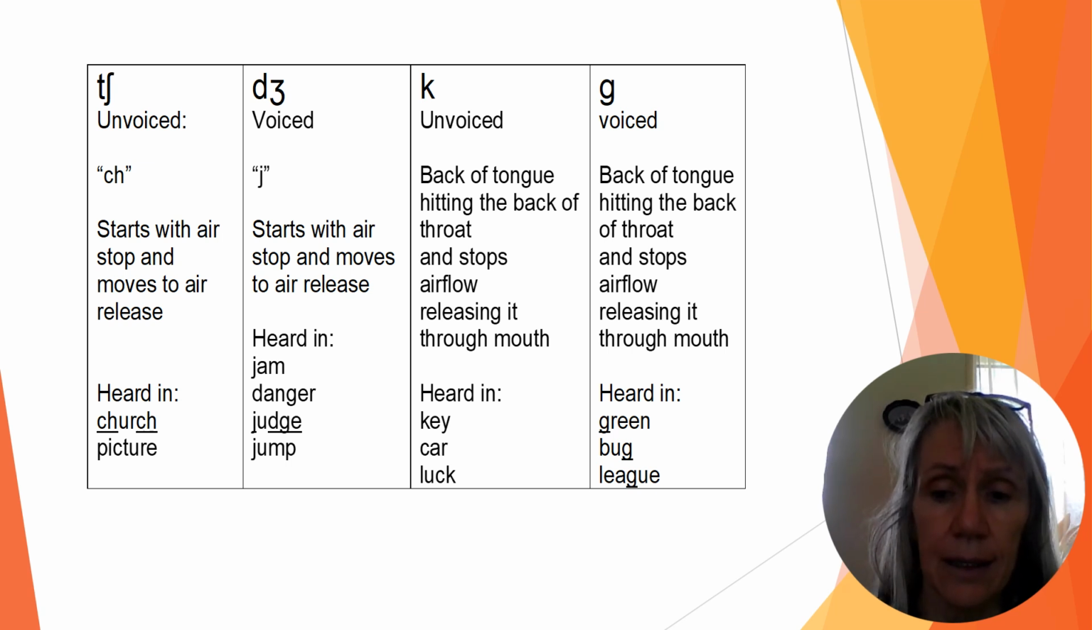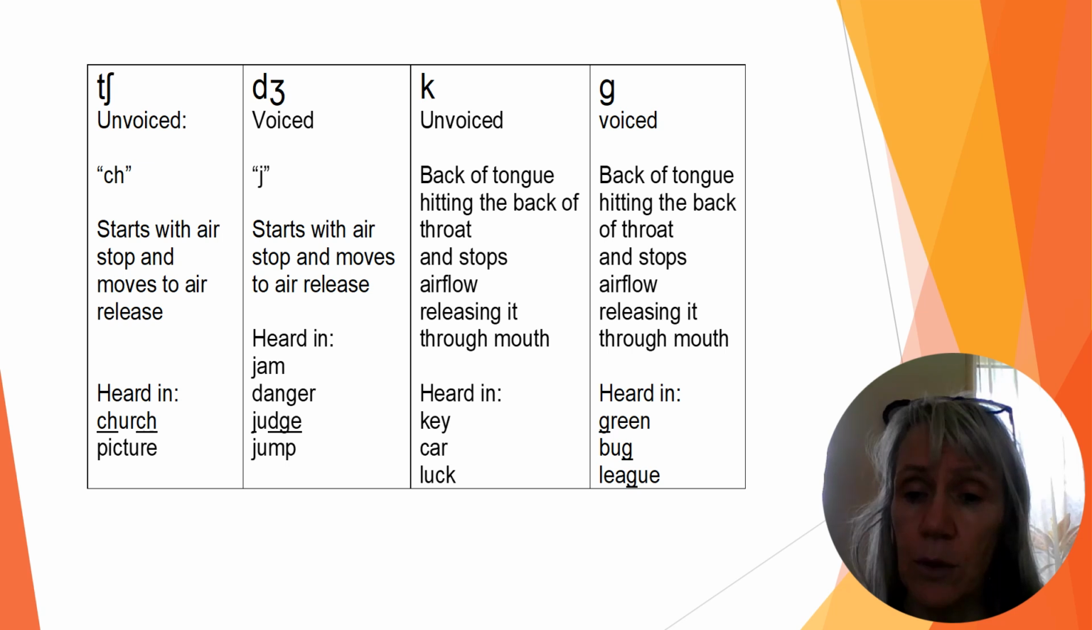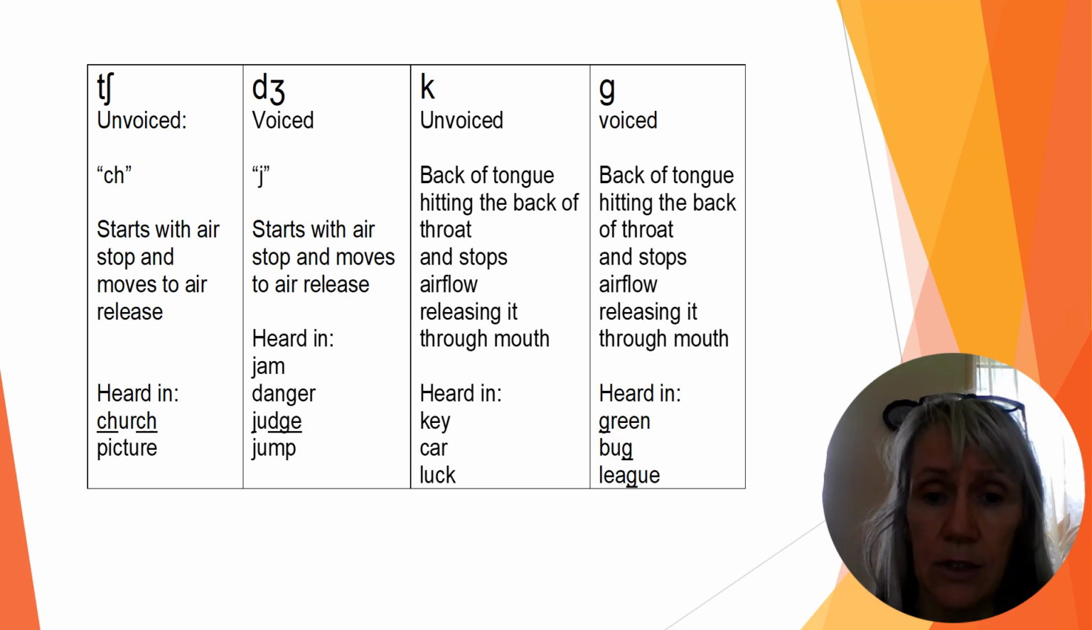K, k, k. Now we move on to the g sound. G, g. And it's a voiced sound. Again, we're feeling the vibration. The back of the tongue is hitting the back of the throat and stops the airflow, releasing it through the mouth. So you're seeing the same sound movements for the K and the G, the K and the G. It's heard in green, bug, league.